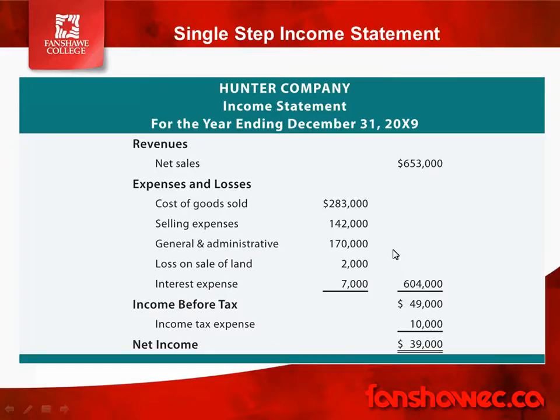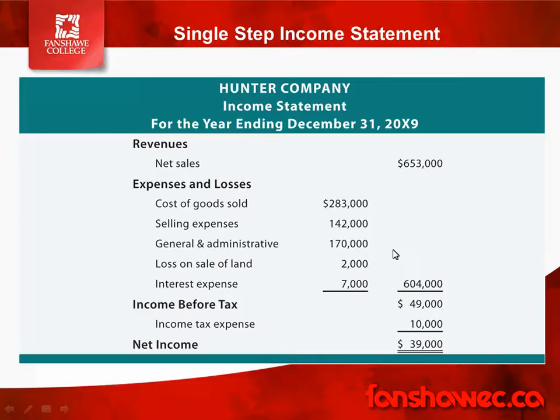Notice they've got two sections, revenues and expenses. They've only got one revenue listed, the net sales of $653,000. But again, if you had interest income or rent income or dividend income, any of those types of revenue sources, the gain on the sale of an asset, any of those other revenue sources would all be captured up here in the top section under revenues. And then we would do a subtotal that said total revenues.